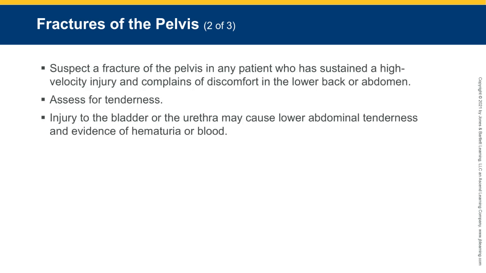Any patient who has sustained a high-impact injury and complains of lower back or abdominal pain should be suspected of having a pelvic fracture. Assess for tenderness in the pelvic region and check for signs of internal bleeding, such as hematuria or bruising in the lower abdomen. Early stabilization and transport are essential to prevent complications.